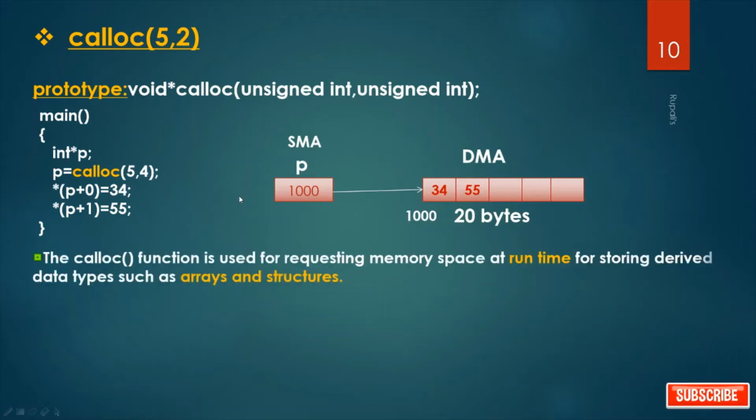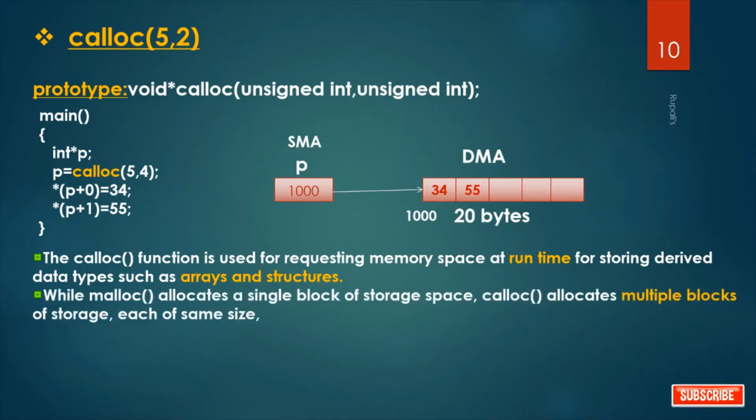See this point. First, the calloc function is used for requesting memory space at the time of run for storing derived data types such as arrays and structures. So calloc is mainly used for allocating sequential bytes, for arrays and structures. While malloc allocates a single block of storage space, calloc allocates multiple blocks of storage space, each of the same size.